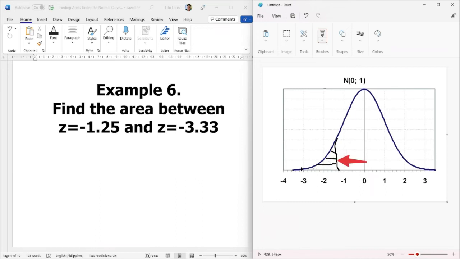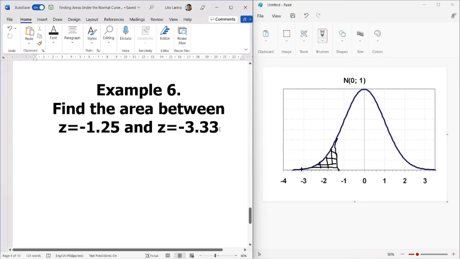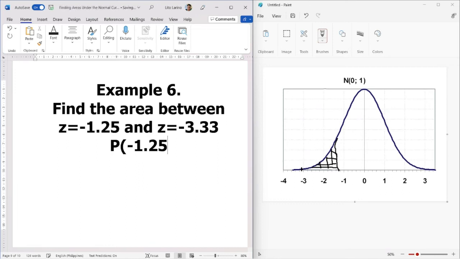Now again, when we have two z-scores, and both z-scores have the same sign, they are located on the same side of the normal curve, then we will subtract the areas. Let's denote this. We have the area between z-scores negative 1.25 and negative 3.33.